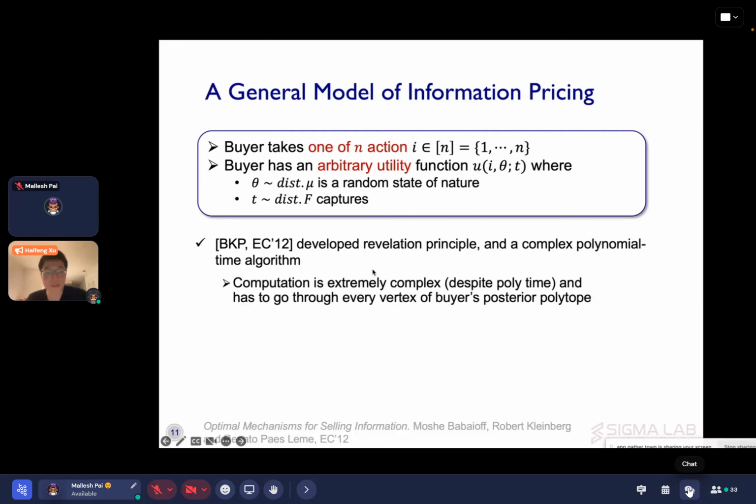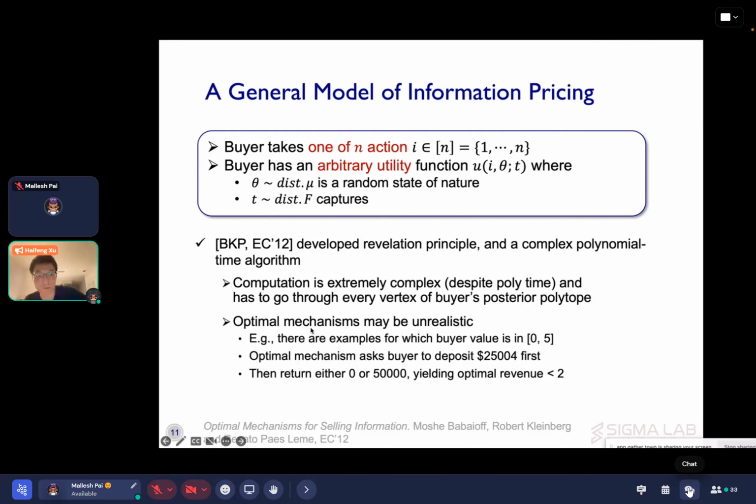But it turns out that there's some kind of drawback with this previous result. The first is that their computation is actually extremely complex, even though it is polynomial time. In fact, you need to go through every vertex of the buyer's posterior polytope, which you need to prove is polynomially many. So you can enumerate them one by one, and for each vertex, you need to solve some larger linear program. So that's their algorithm.